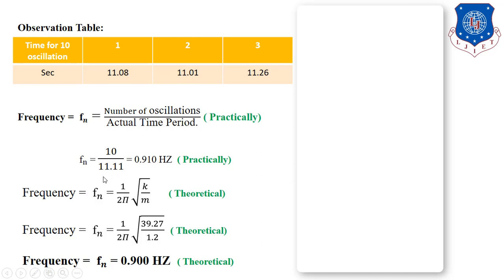Now if you look at the theoretical equation of frequency, that is fn is equal to 1 upon 2 pi under root k upon m. So here k we get 39.27 and the mass m is 1.2. So if we place the values of k and m according to our conditions, we get the frequency fn is equal to 0.900 hertz. So we can see that the theoretical and practical values match with each other.